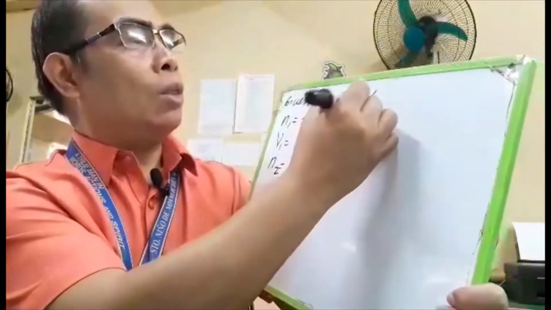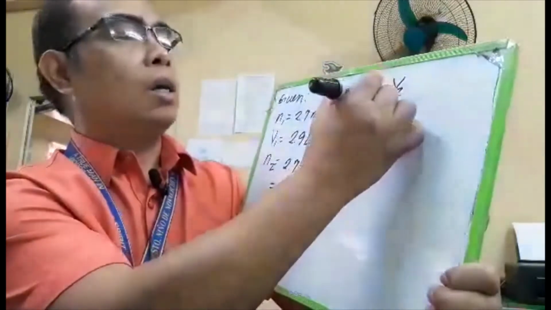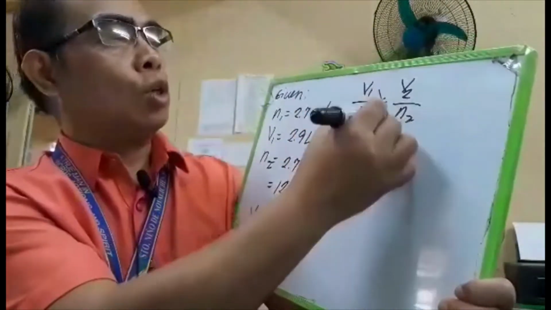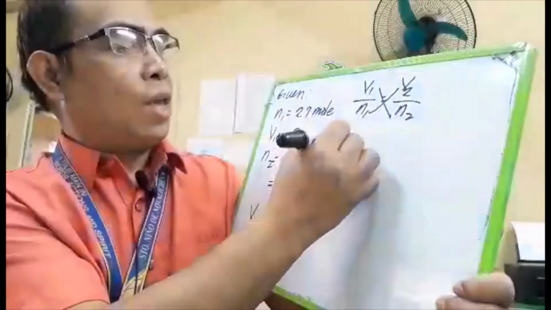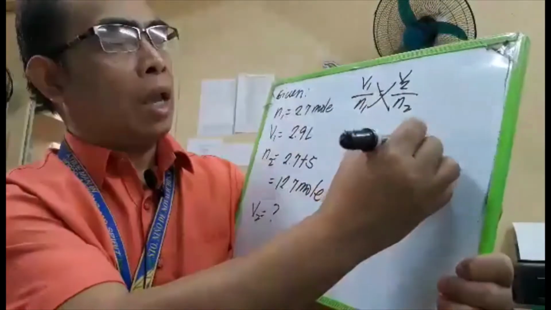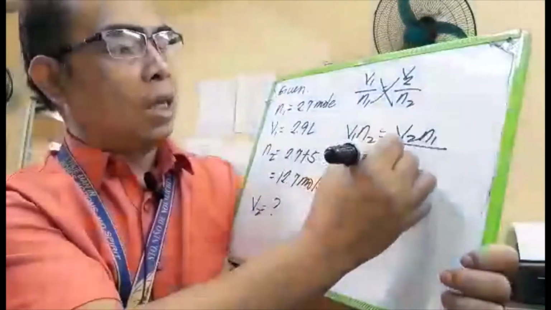So V1 over N1 is equal to V2 over N2. So hinahanap po natin is V2. Cross multiply. So we have V1 N2 is equal to V2 N1. Hinahanap natin is V2. So divide both sides by N1.